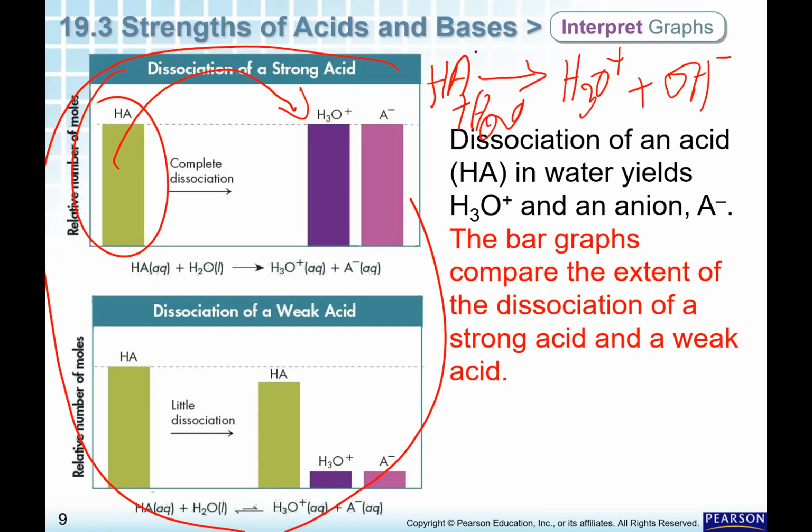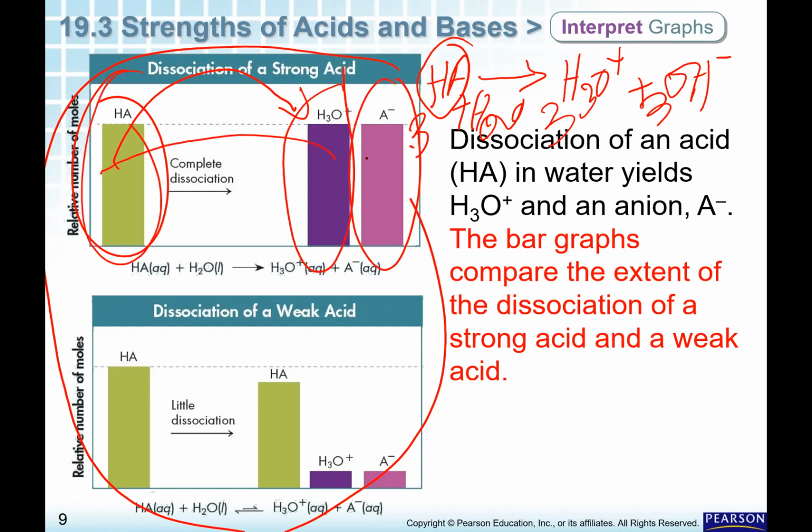Okay, the number of moles, whatever you have here, let's say 3 moles of this, then that will produce 3 moles of that and 3 moles of this. So that's why you see these diagrams here, they are totally equal to the green one. So everything here is converted into these two. These two are equal and they are equal to the initial concentration.